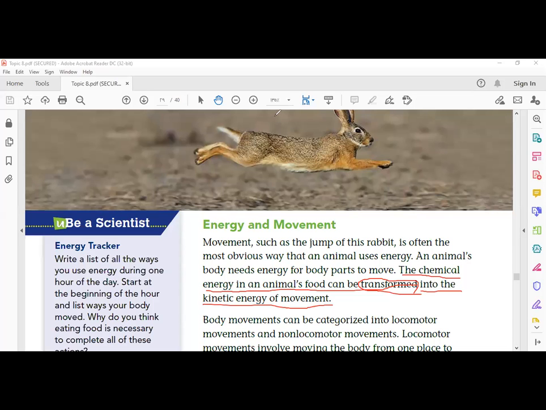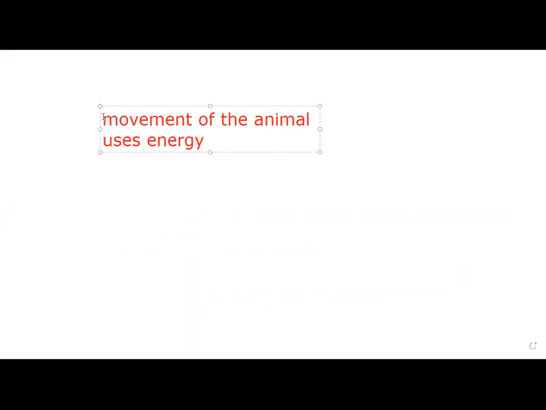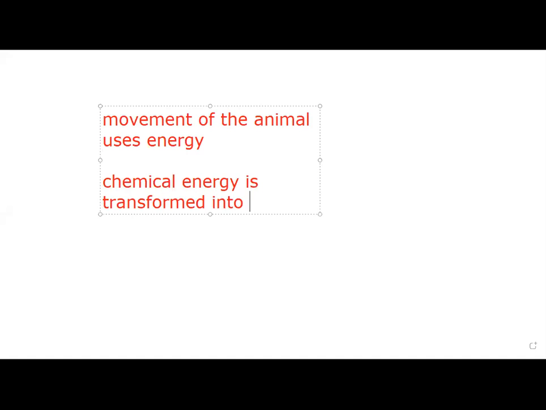Okay, so simply, the movement of body parts, when an animal moves, the movement of the animal uses energy, and the chemical energy, in this case the chemical energy that is stored in the food, is transformed into another form of energy called kinetic energy.